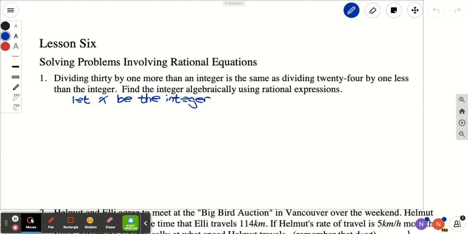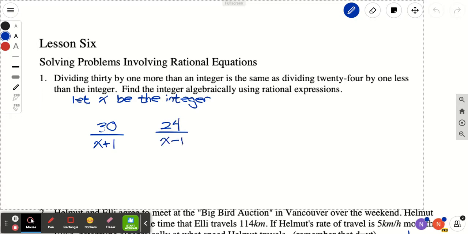So we know that dividing 30 by 1 more than the integer is going to be the same as dividing 24 by 1 less than the integer. When we know it's the same, that's really just saying it's equal. So let's try and get this in equation form. Dividing 30 by 1 more than the integer would be 30 divided by x plus 1. Dividing 24 by 1 less than the integer would be 24 divided by x minus 1.